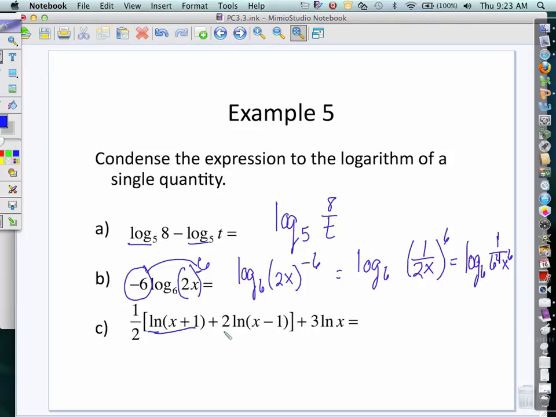All right, I've got natural log of x plus 1, 2 natural log of x minus 1, or let's go ahead and put that power up on top. Put the power up there. I can put those natural logs together as the natural log of x plus 1 times x minus 1 to the second.